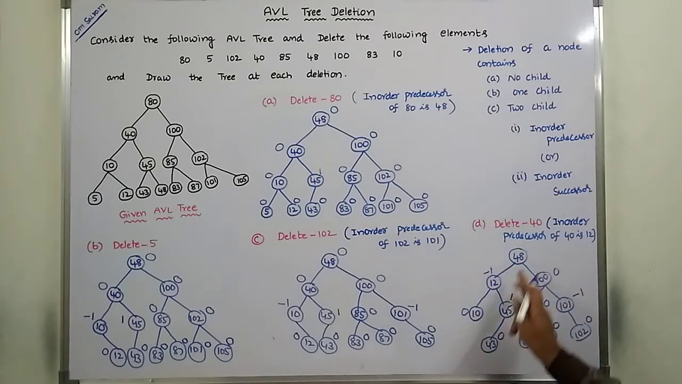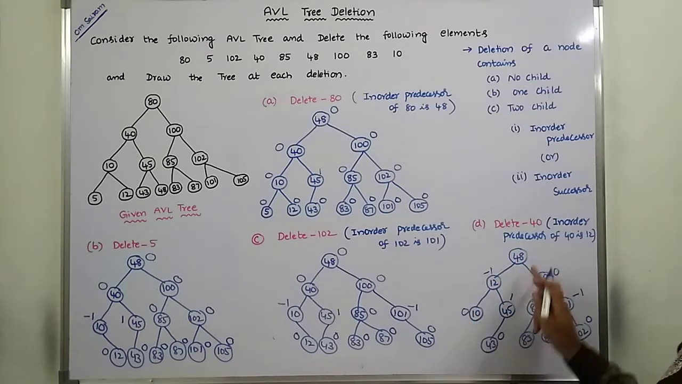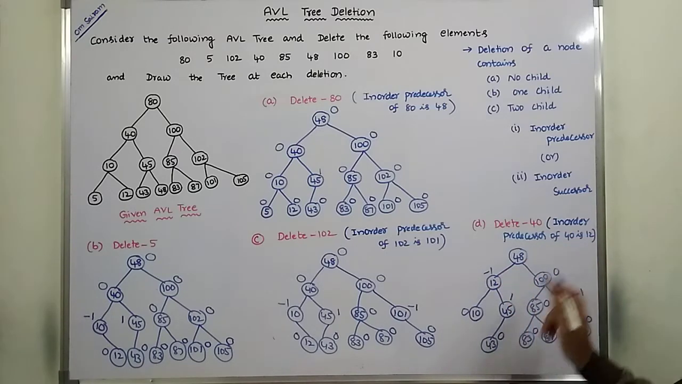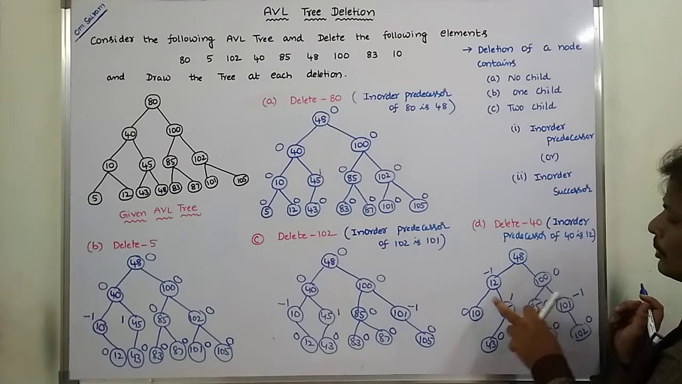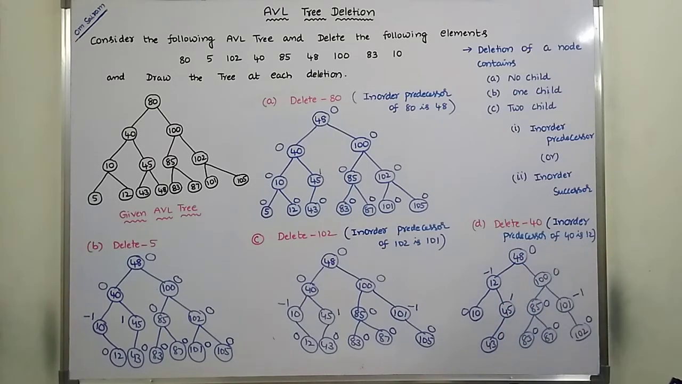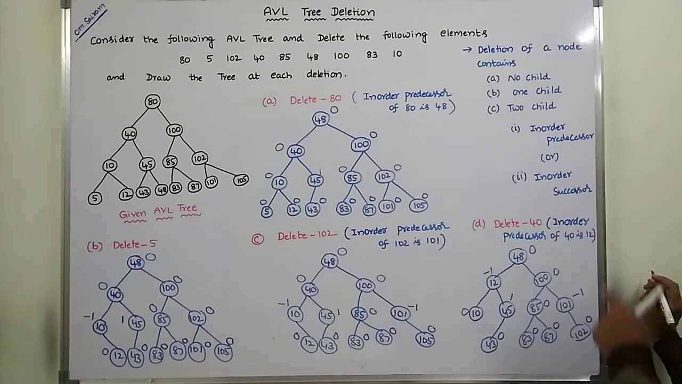Here 48's left subtree height is 1, 2, 3. Here the right subtree is 1, 2, 3. 3 minus 3, that is 0. All the nodes' balance factors are 0, 1, or minus 1. All the balance factors are valid balance factors. Hence it becomes an AVL tree.